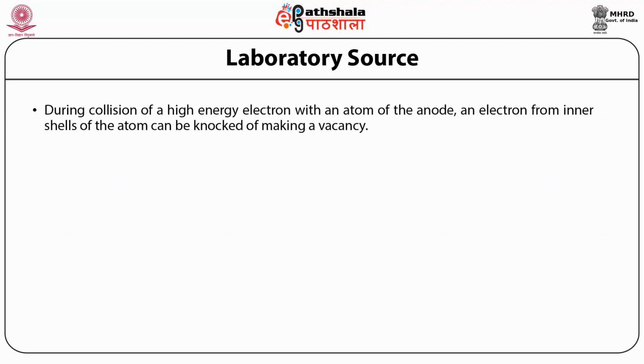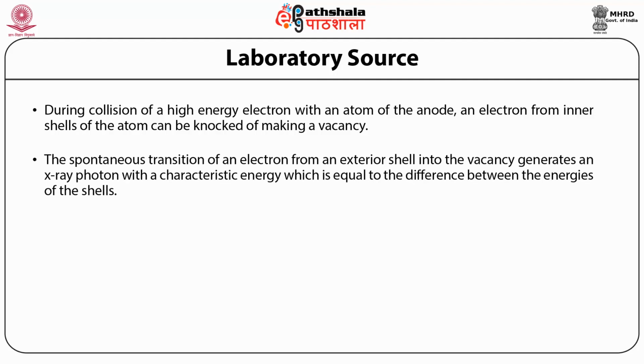During collision of a high energy electron with an atom of the anode, an electron from the inner shells of the atom can be knocked out, making a vacancy. The spontaneous transition of an electron from an exterior shell into the vacancy generates an X-ray photon with a characteristic energy, which is equal to the difference between the energies of the shells.